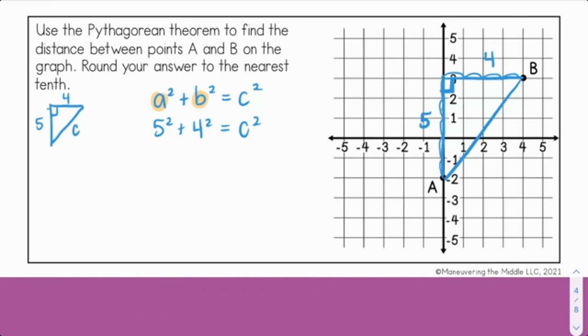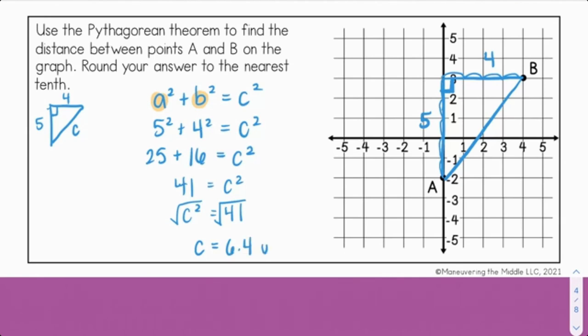Now we'll simplify. 5 squared is 25 and 4 squared is 16. Then we find the sum on the left. If I add 25 plus 16, that equals 41. And we don't want c squared, we want just the value of c. And I actually prefer to write the variable on the left here. And so to undo squaring a number, we take the square root, and what I do to one side of an equation, I have to do to the other to keep this balanced. Now the square root of 41, we want to round to the nearest tenth, so I would round this to 6 and 4 tenths. That means that the distance between points A and B is about 6 and 4 tenths units.